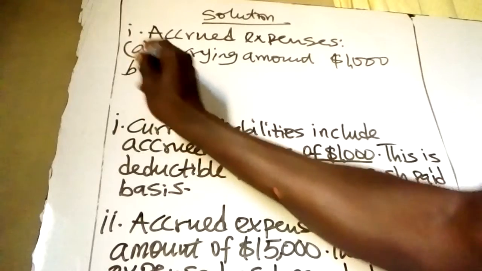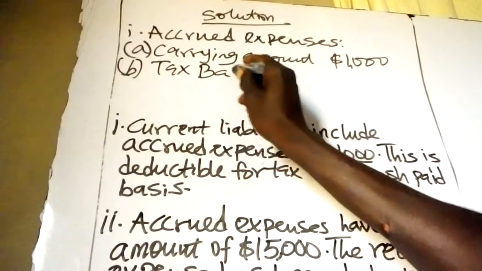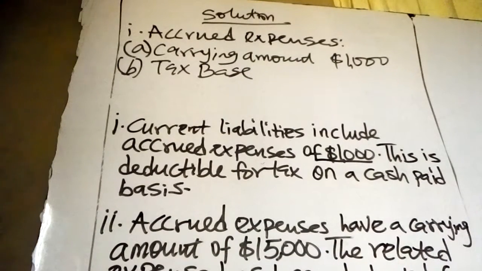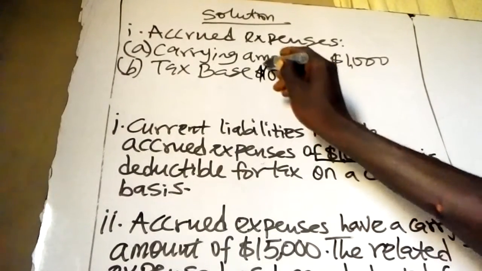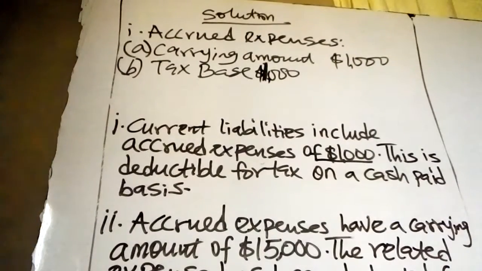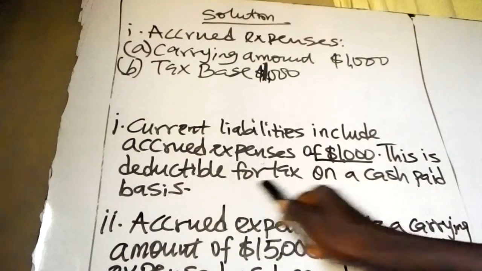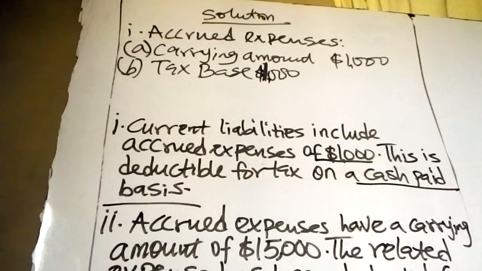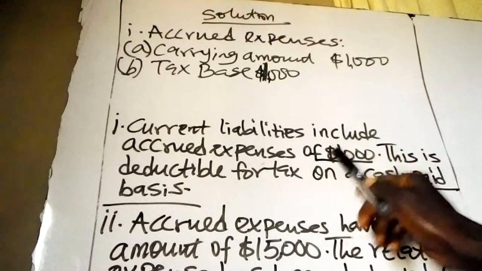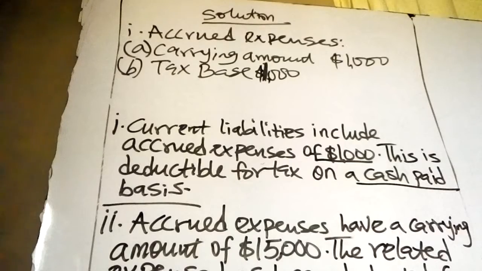What will be the tax base of the accrued expenses? Remember, I told you that the tax base of a liability is the carrying amount less the amount that will be deducted for tax purposes in relation to the liability in the future period. So the carrying amount is $1,000. Then you identify how much of the liability will be included in the tax computation in the future period. You were told this is deductible for tax on a cash paid basis. That means the liability is included in the tax computation on a cash basis. Cash basis is used for tax purposes.